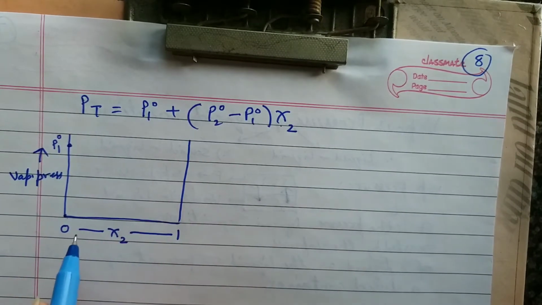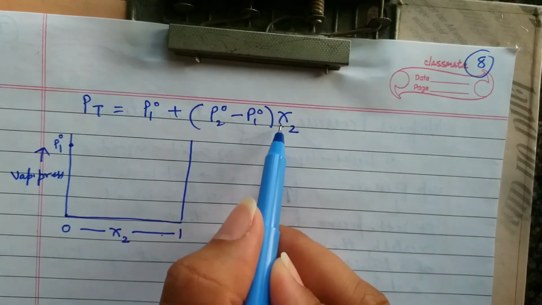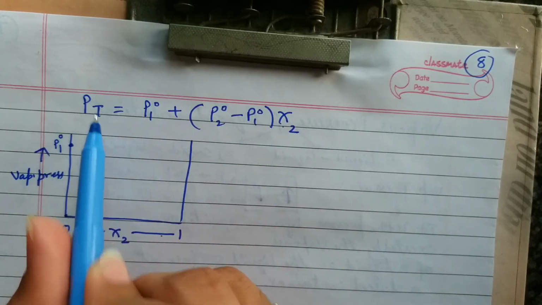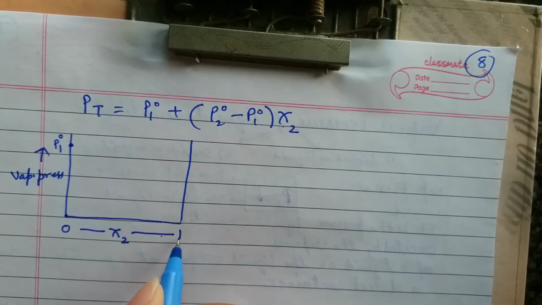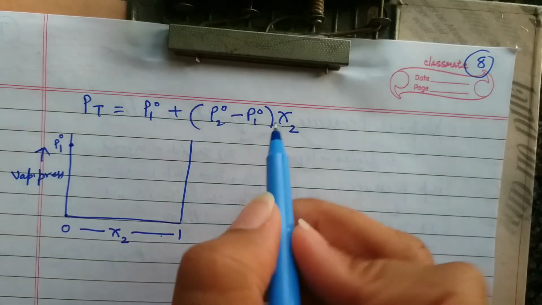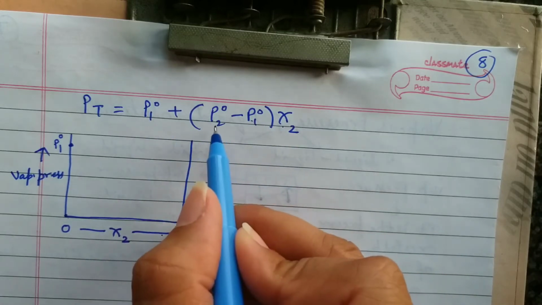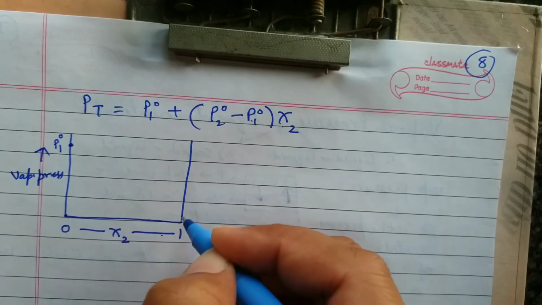Now as chi2 increases from 0 to 1, as you can see from the expression, when you increase the value of chi2, the value of P total should change. Now if I consider the maximum value of chi2, which is equal to 1, P1 naught will get cancelled and you'll be left with only P2 naught. So as you reach chi2 equals 1, the total pressure will be equal to P2 naught.